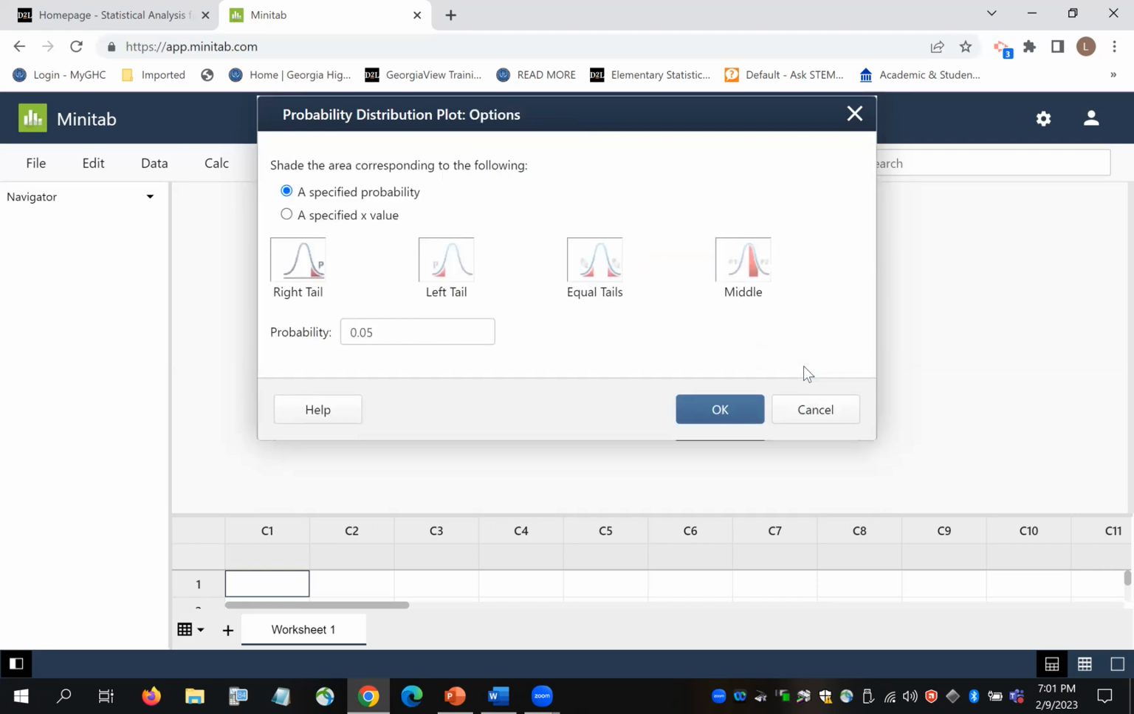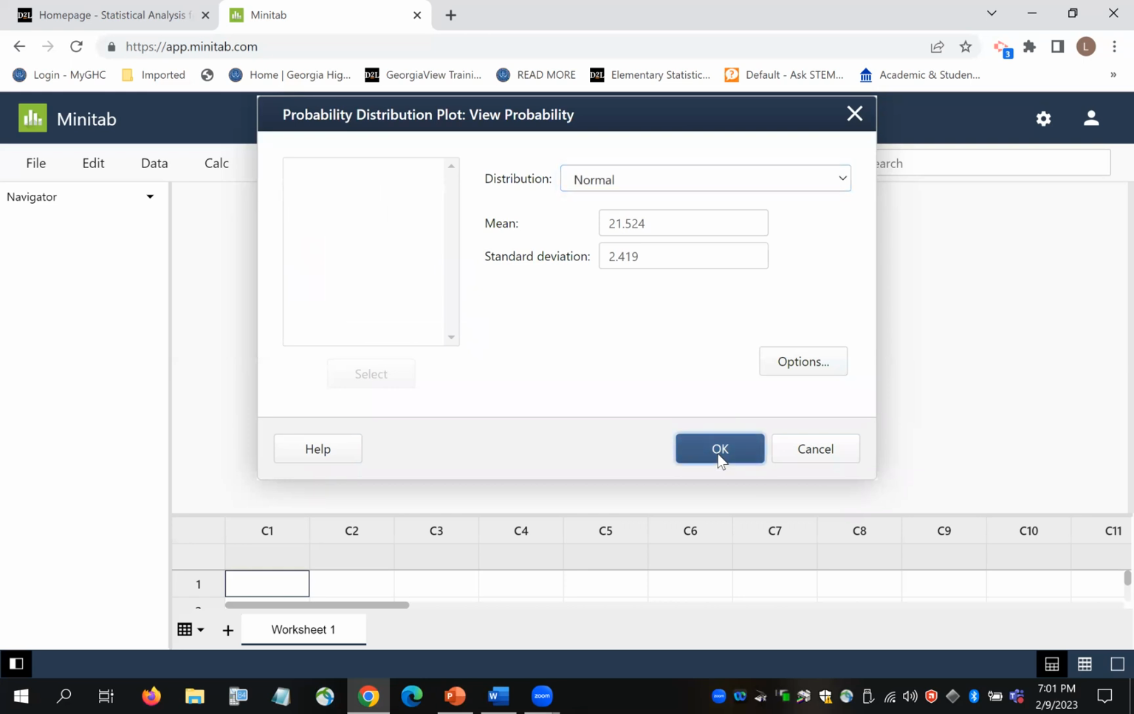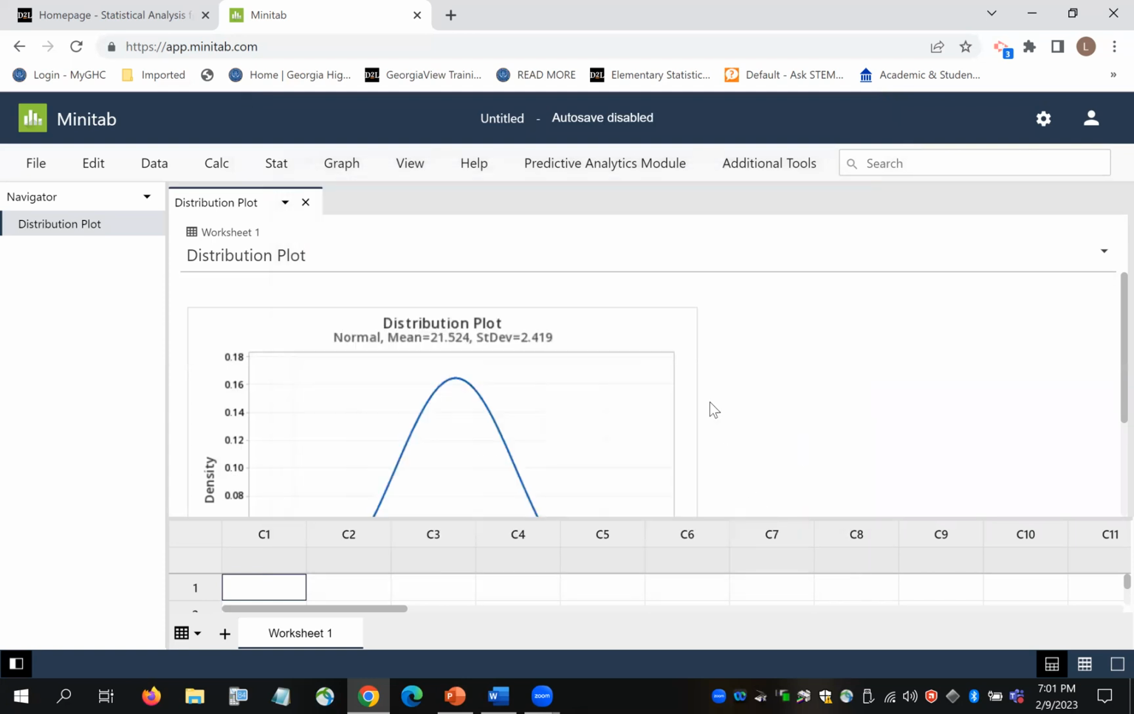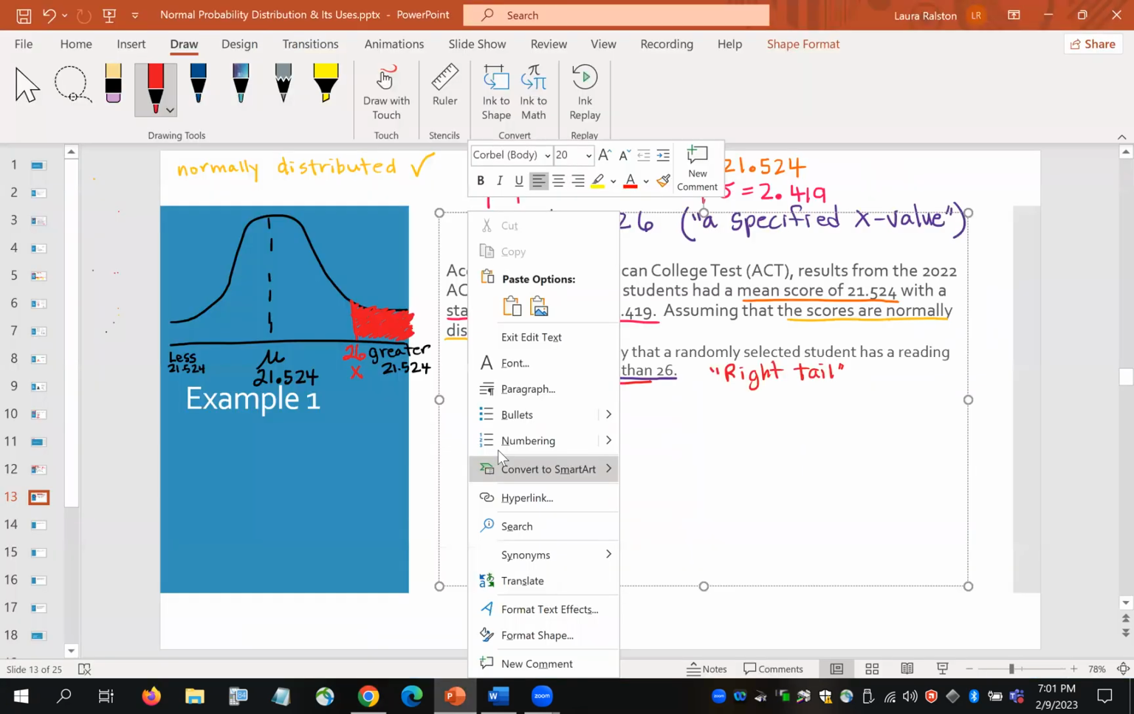I then go to options. I have a specified X value because they said greater than 26. Because it's greater than, it is a right tail. So I'm going to select right tail. And then I enter the value that I was given, which was 26. I click OK. I click OK again. And I get this graph. And I'm going to take this graph over to my PowerPoint so we can talk about it.